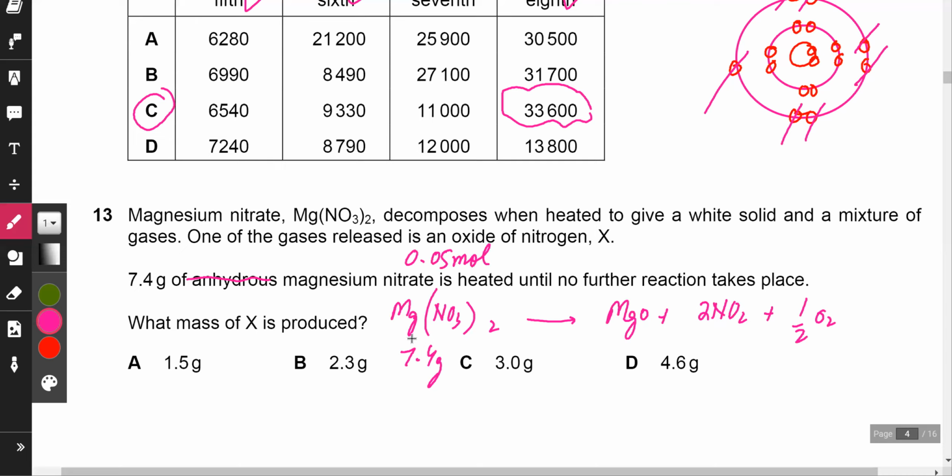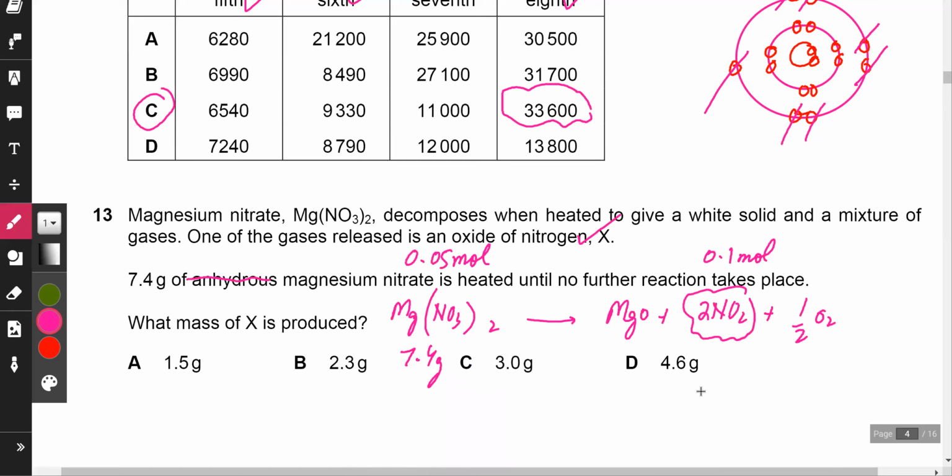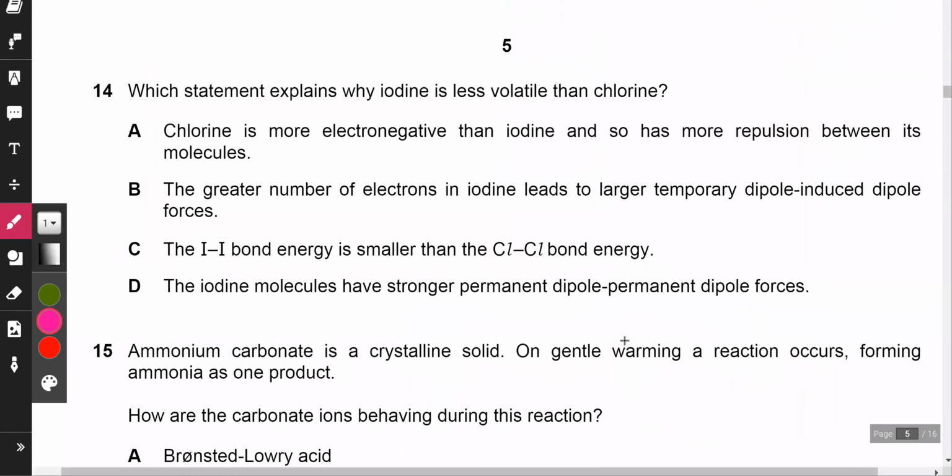And what are you asked in this question? What mass? He said one of the gases, an oxide of X, which is nitrogen. So this is nitrogen oxide, and he's asking for the mass of this thing. The moles would be double, 0.1 moles, because it's 1:2. And NO2 is 46: 32 plus 14, that's 46. So it's going to be 0.1, so it should be 4.6 grams.